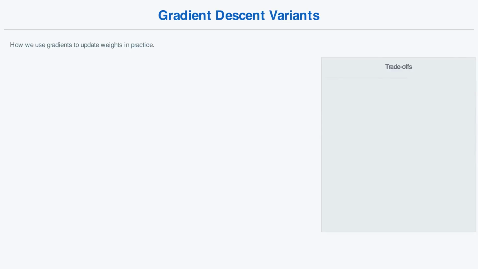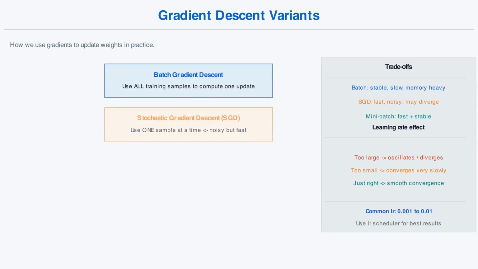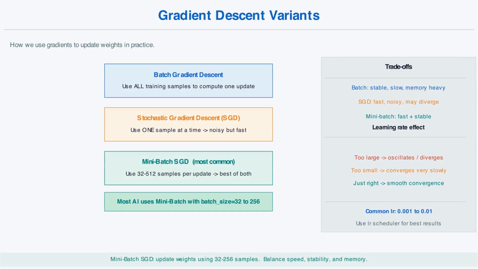Plain gradient descent computes the gradient on the entire dataset before each update. This is accurate but extremely slow for large datasets. Stochastic gradient descent, or SGD, uses just one sample at a time, fast, but very noisy. Mini-batch gradient descent is the standard compromise, use 32 to 512 samples per update. You get the speed benefit of small batches and the stability of larger ones.